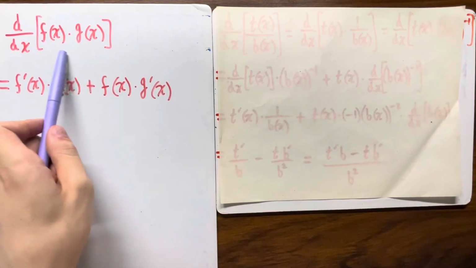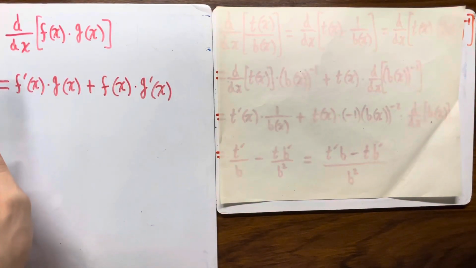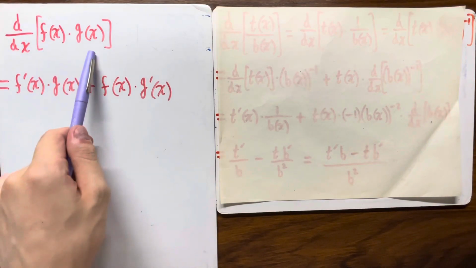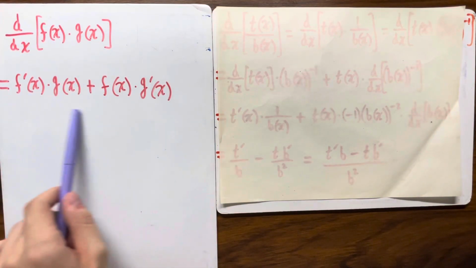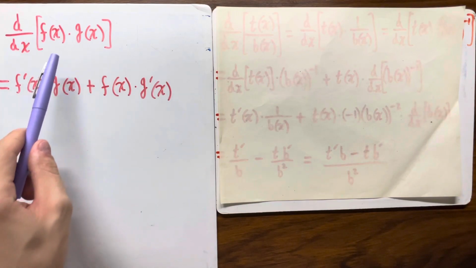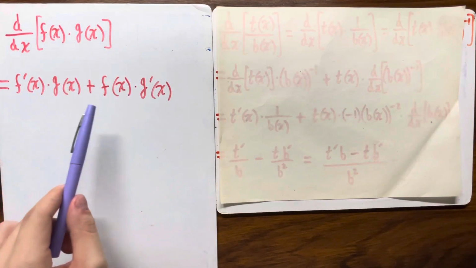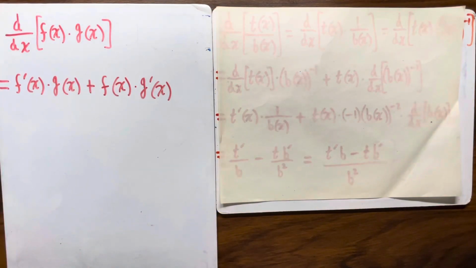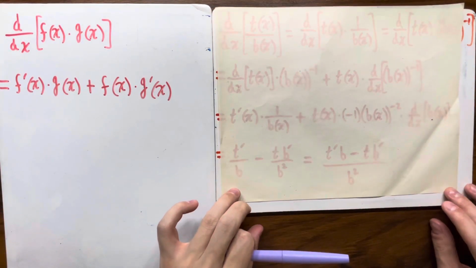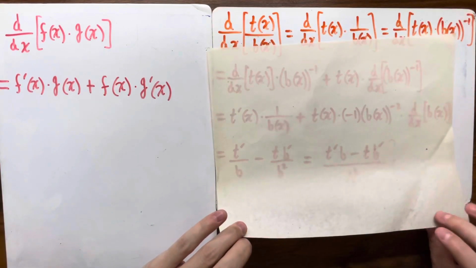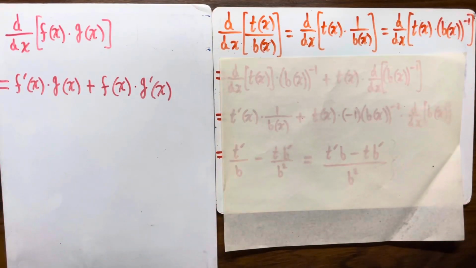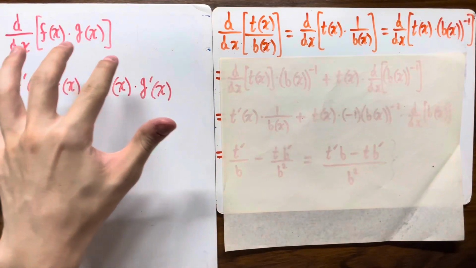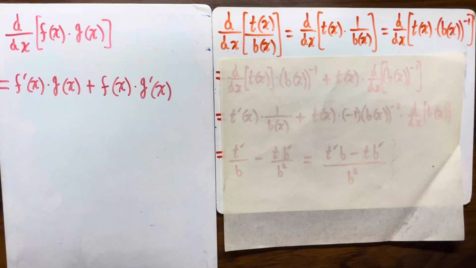Using the product rule for derivatives, we know that the derivative of some product can be represented in this way. The derivative of the first function times the second function plus the first function times the derivative of the second function. We can try to derive a formula or an equation for the quotient rule. So this is the product rule, and from the product rule, we can try to figure out some quotient rule.